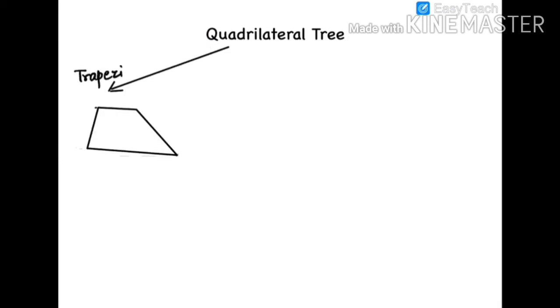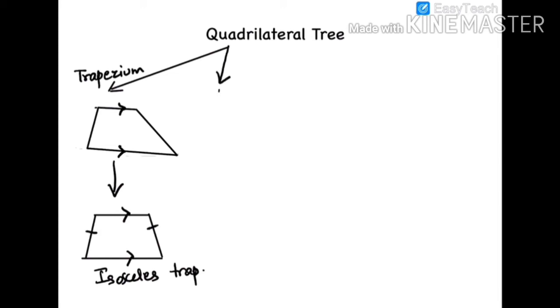Now we are in a position to draw a quadrilateral tree. We are going to draw a flow chart of the quadrilaterals for which we have written properties. So we studied about this shape, which is a trapezium, which has one pair of opposite sides parallel. A special case of trapezium is an isosceles trapezium, in which one pair of opposite sides are parallel and the other pair of opposite sides, which is non-parallel, are equal.